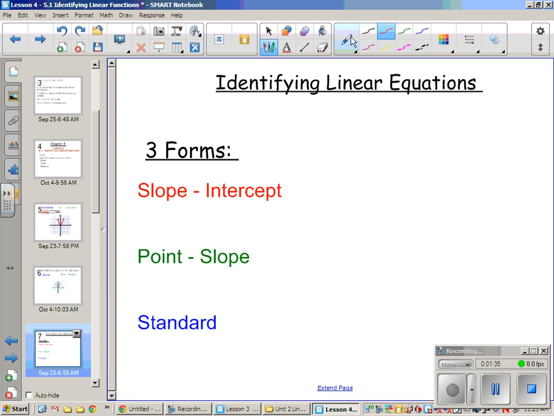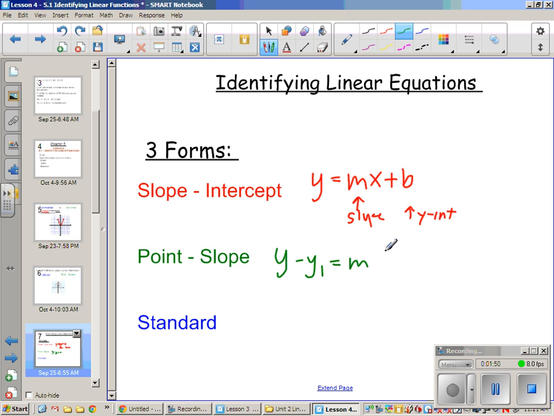So again, this is your 3rd time seeing this now. Slope-intercept should be ingrained in your head. Y equals mx plus b, where m is the slope, b is the y-intercept. Point slope is y minus y1 equals m times x minus x1. And that's if we don't know the y-intercept, but we know another point. That's our y1 and our x1.